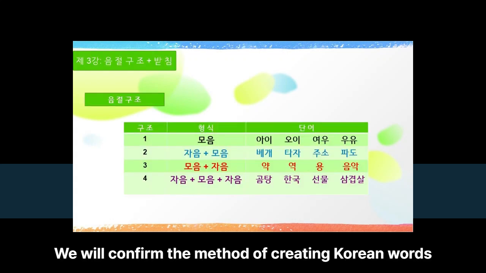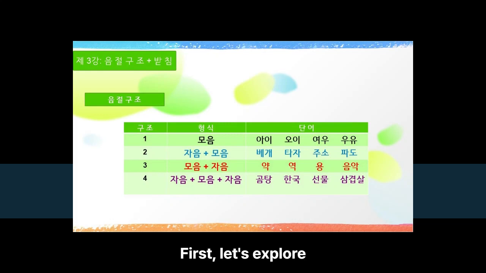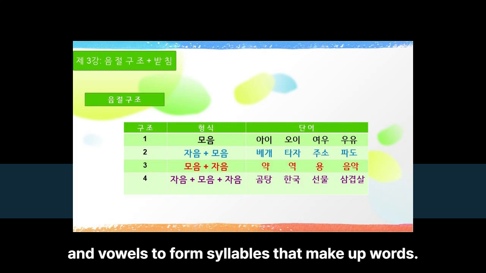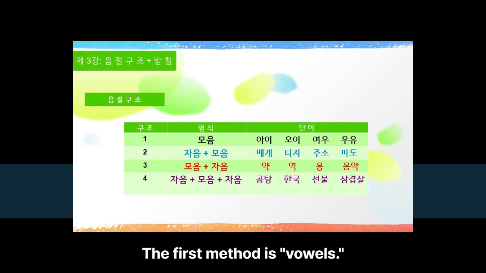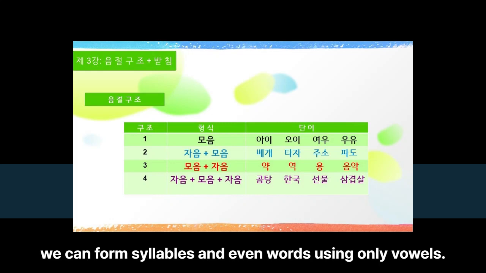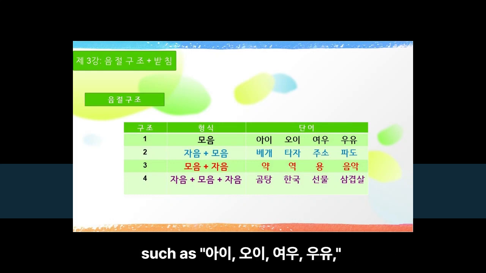We will confirm the method of creating Korean words by combining consonants and vowels in Hangul. First, let's explore 4 ways of combining consonants and vowels to form syllables that make up words. The first method is vowels. As mentioned in the previous lecture, we can form syllables and even words using only vowels. The words we confirmed in the first lecture, such as ayi, oee, yeo woo, woo you, are good examples.